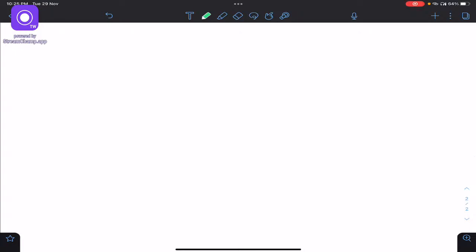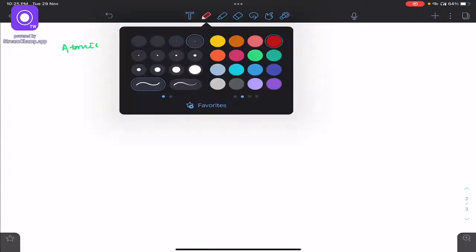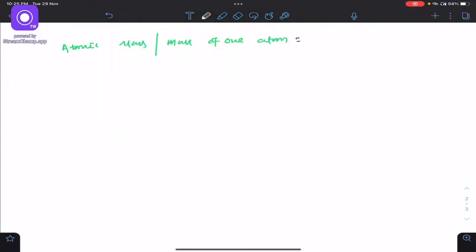Look at one more example. Let's say atomic mass, or mass of one atom, of nitrogen is equal to 14 AMU. So 1 AMU is how much gram? 1 AMU is equal to 1.66 into 10 to the power minus 24 gram.